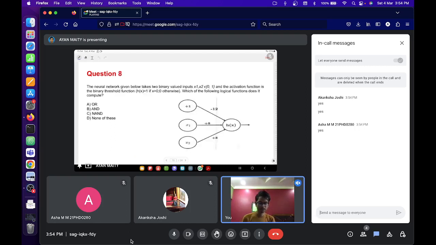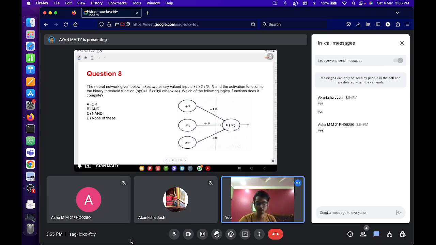So the seventh question is done. Now I move on to question 8. This is on neural networks. The neural network given below takes two binary valued inputs, x1, x2 belonging to 0 and 1, and the activation function is the binary threshold function. So h(x) is 1 if x is greater than 0, and 0 otherwise. Which of the following logical functions does it compute?